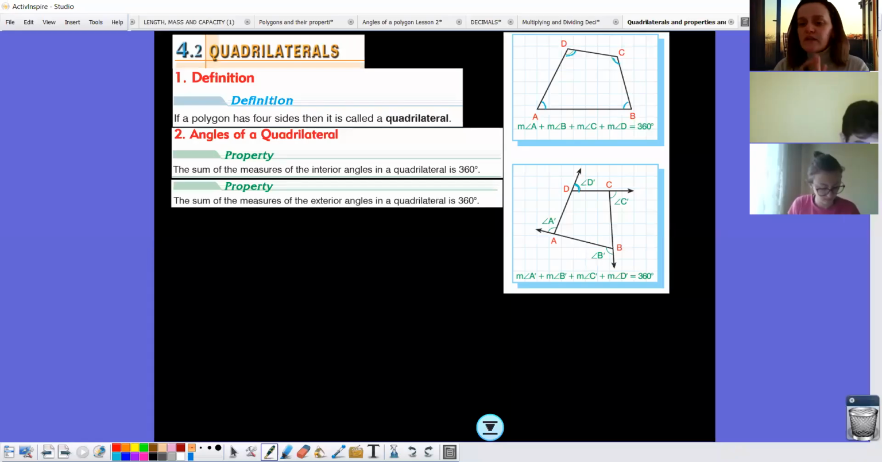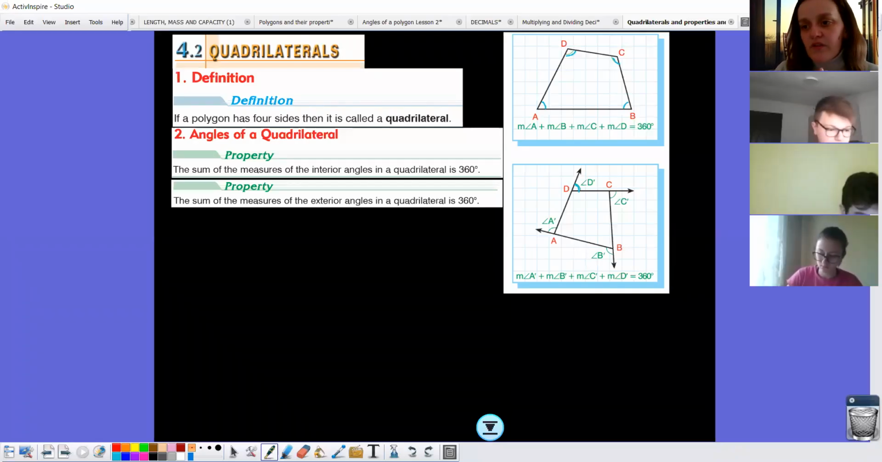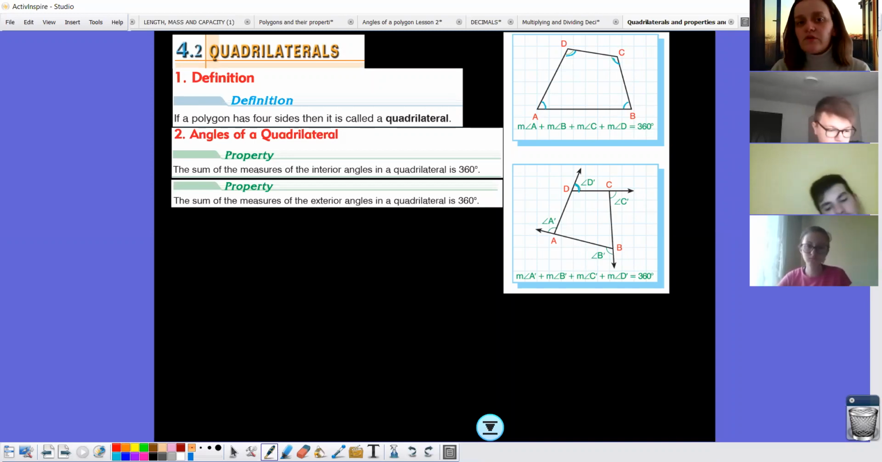First we studied triangles, the polygons with 3 sides. Now, today we will start with the quadrilaterals. A quadrilateral is a polygon that has 4 sides. If a polygon has 4 sides, then it is called a quadrilateral. The general name of the 4-sided polygons is quadrilateral.